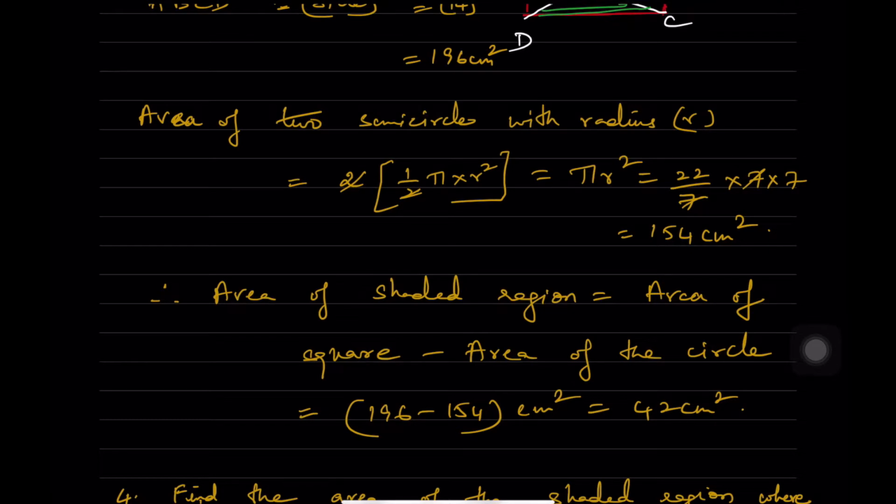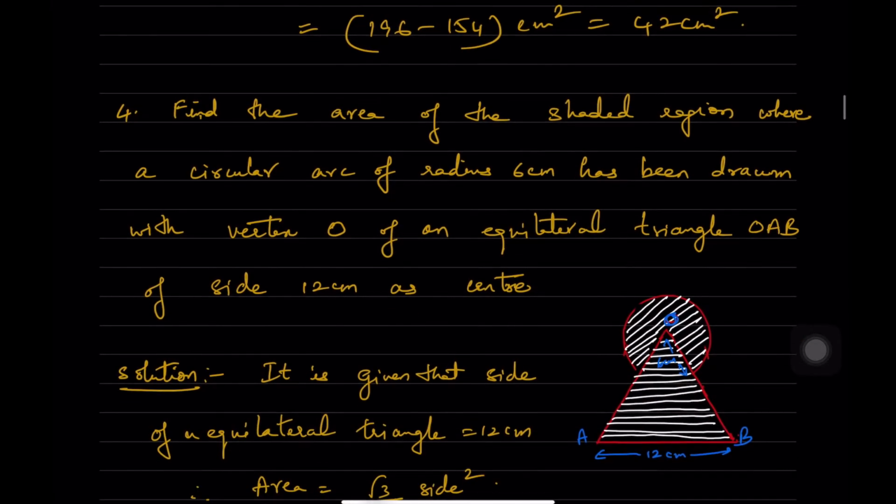So 196 minus 154 is equal to 42 centimeter square, which is the answer for the area of the shaded region of the given figure. Now next, the fourth one.